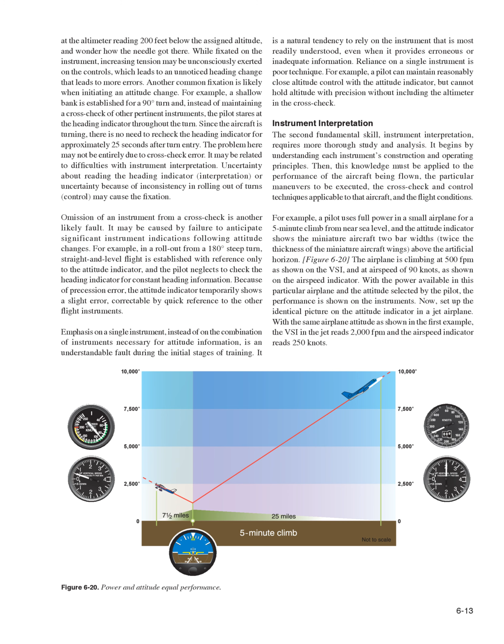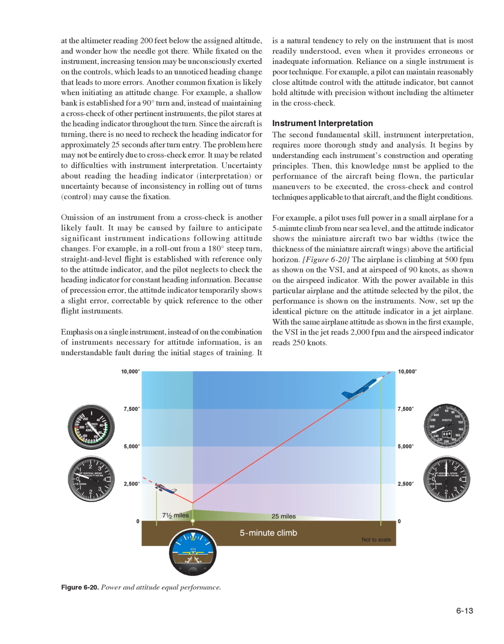the fixation. Omission of an instrument from a crosscheck is another likely fault. It may be caused by failure to anticipate significant instrument indications following attitude changes. For example, in a rollout from a 180 degree steep turn, straight and level flight is established with reference only to the attitude indicator, and the pilot neglects to check the heading indicator for constant heading information. Because of precession error, the attitude indicator temporarily shows a slight error, correctable by quick reference to the other flight instruments. Emphasis on a single instrument, instead of on the combination of instruments necessary for attitude information, is an understandable fault during the initial stages of training.